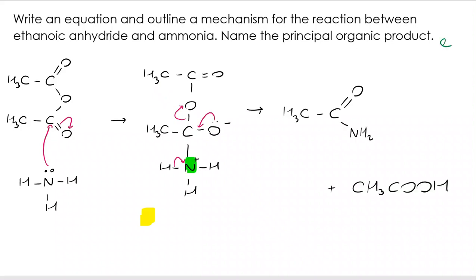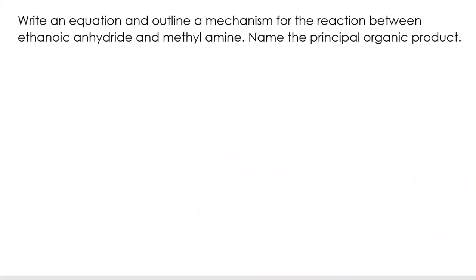In this case, just as we saw with ammonia with an acyl chloride, we're making an amide. And just as we always see with ethanoic anhydride, we're making a secondary product of ethanoic acid. Again, colours here, just so you can see where they are all coming from. And now let's look at ethanoic anhydride with methylamine.